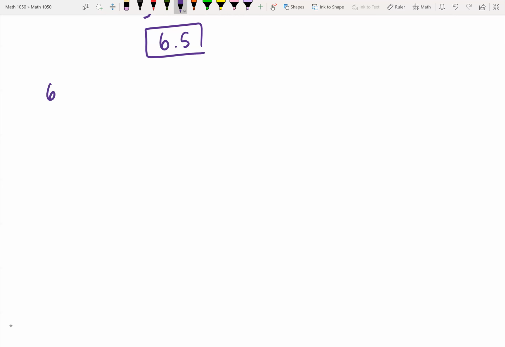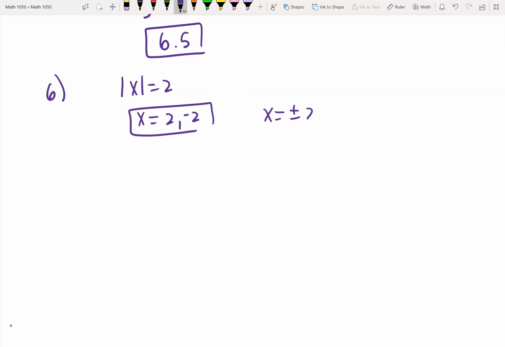Number 6. List all the solutions to the absolute value of x equals 2. Well, the absolute value is already alone, so it's x equals 2 or -2. You can write it like that. You can also write it like that. You can write them separately. There's lots of acceptable ways.